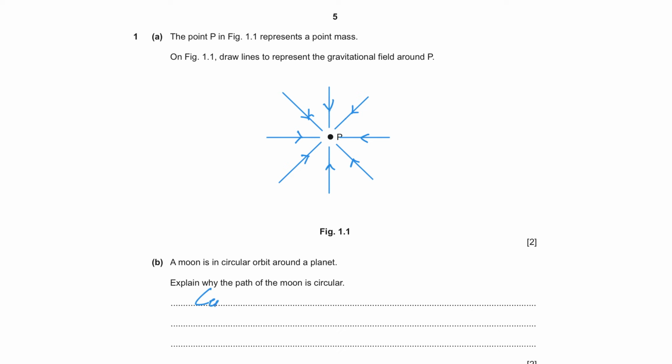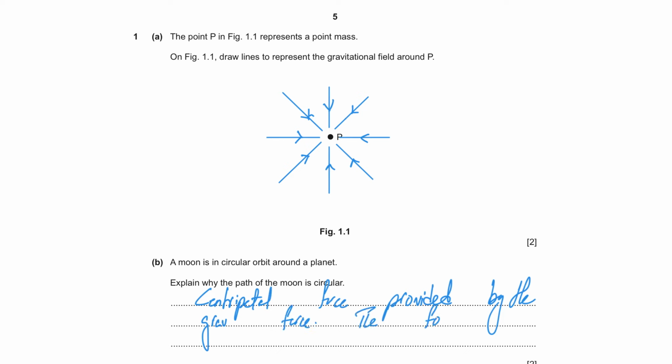So it has a centripetal force provided by the gravitational force. This centripetal force, or the gravitational force, is perpendicular to its velocity, to the velocity of the moon, thus keeping it in circular motion.